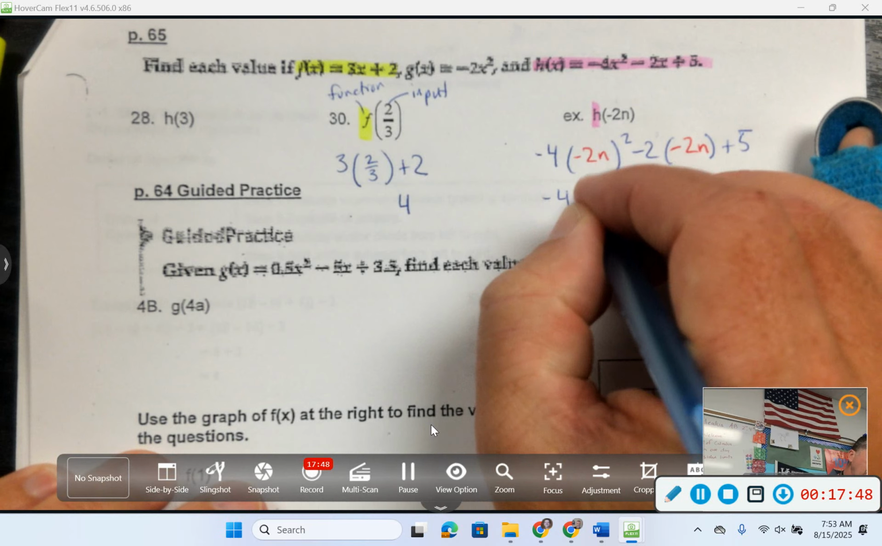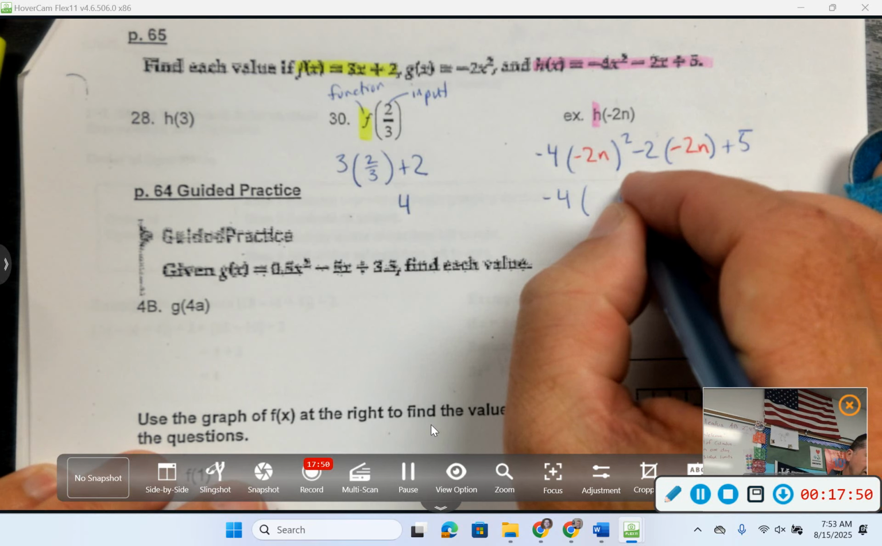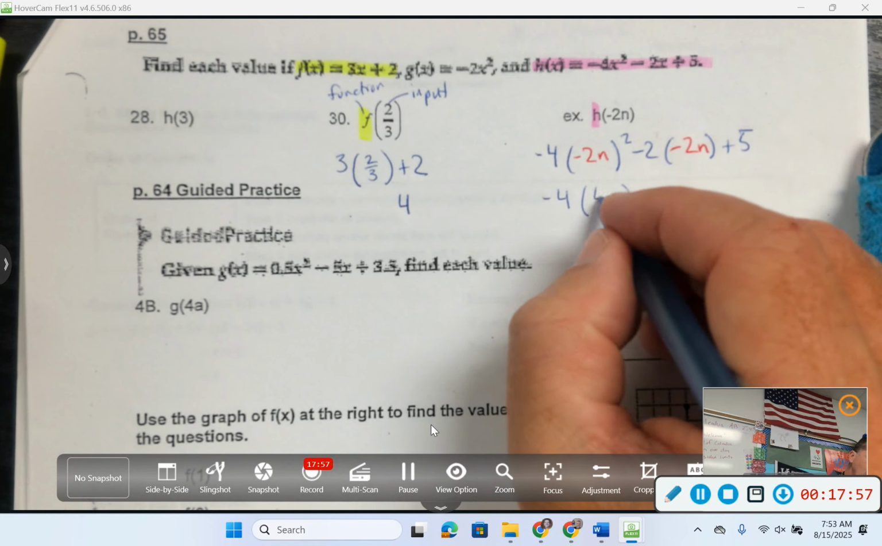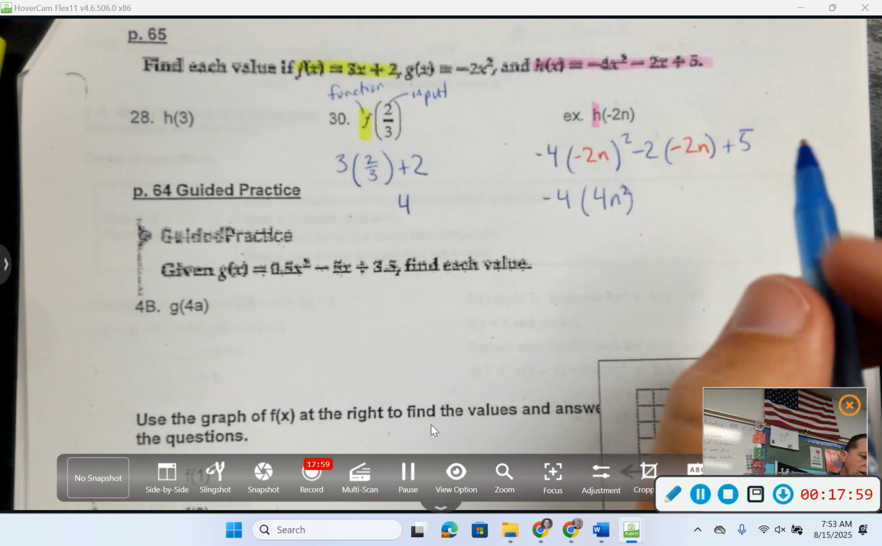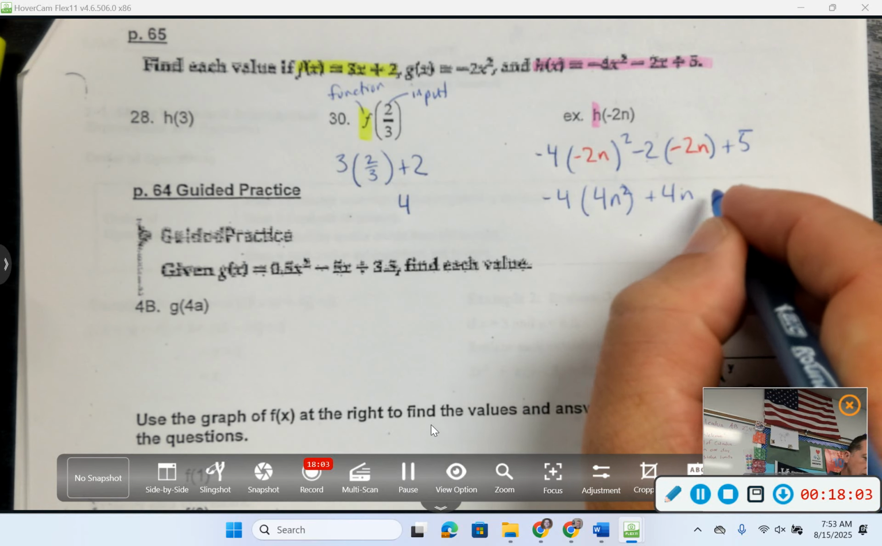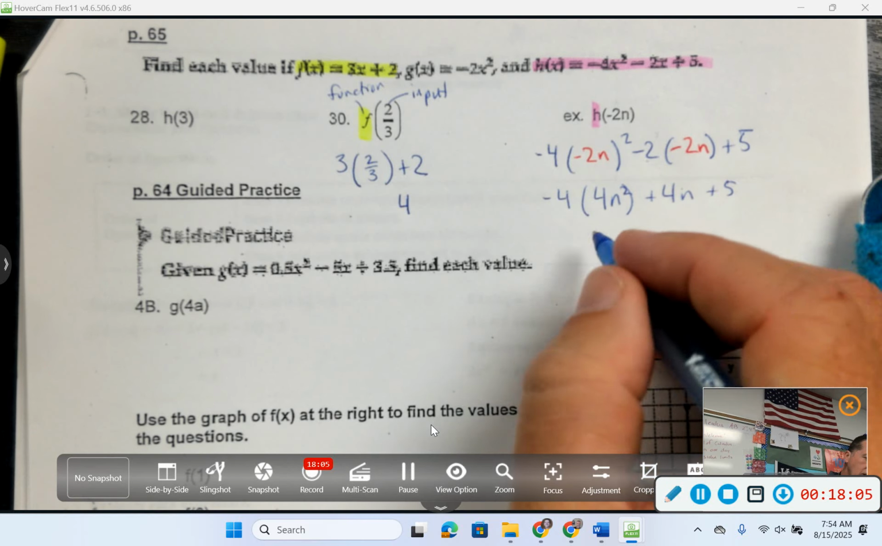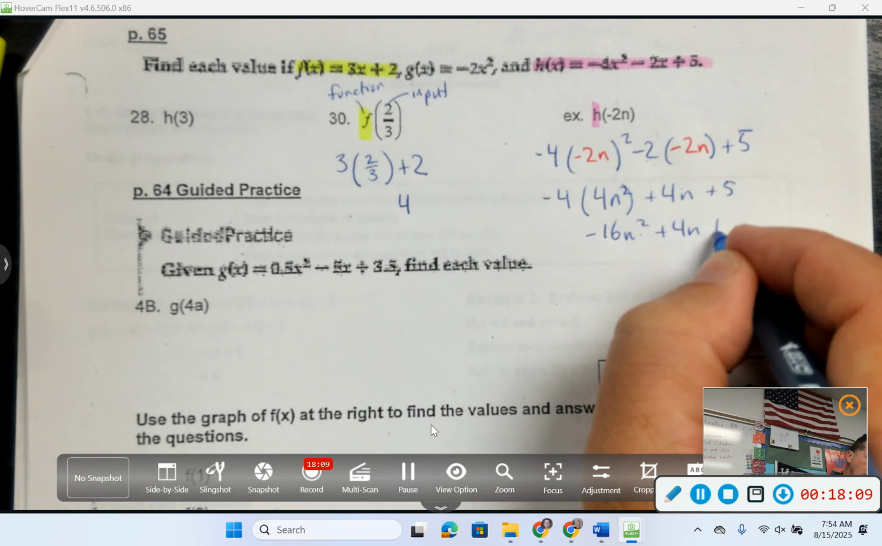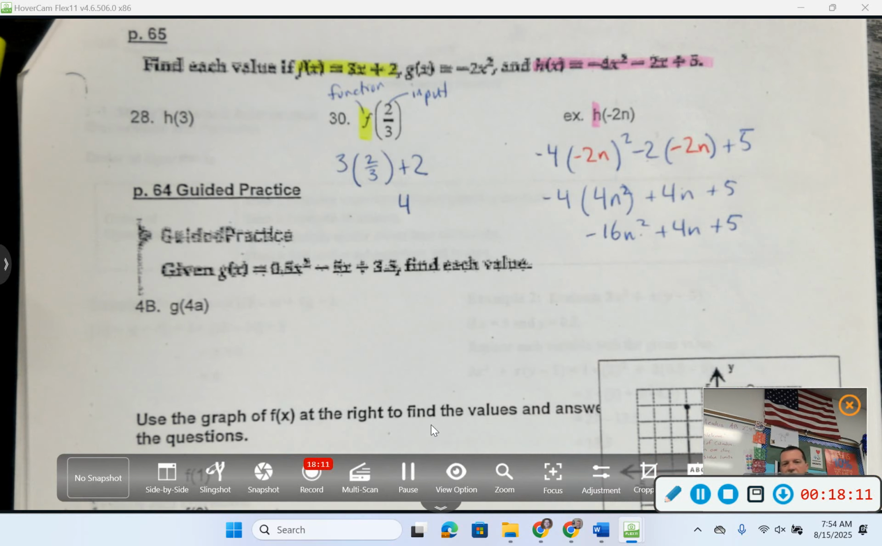What do I get if I square -2n? Good, 4n squared. Make sure you square everything on the inside, so 4n squared. And then -2 times -2 is +4. So -16n squared plus 4n plus 5.